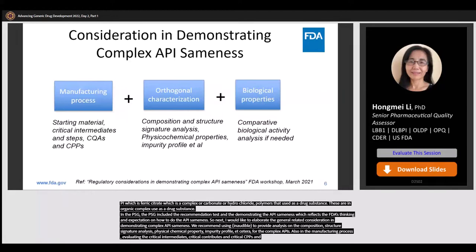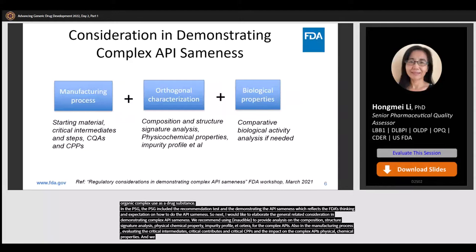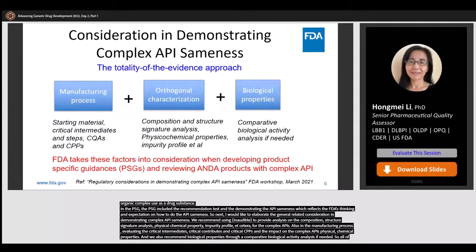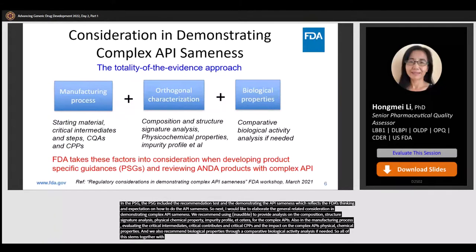We also recommend providing biological properties through a comparative biological activity analysis if needed. So all these steps together we call the totality of the evidence approach. This approach and steps are what FDA uses when we develop policy guidance and review products with complex APIs.